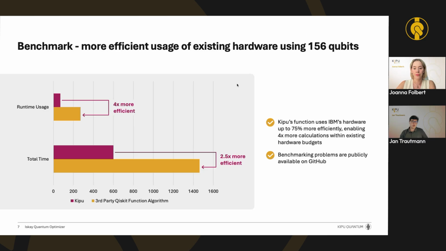What's also very important for us is that we made the benchmarking problems that we are showing in the documentation of the Qiskit function publicly available. They are available on GitHub. You can download them, you can tackle them with classical solvers, and you can make your own performance benchmark.